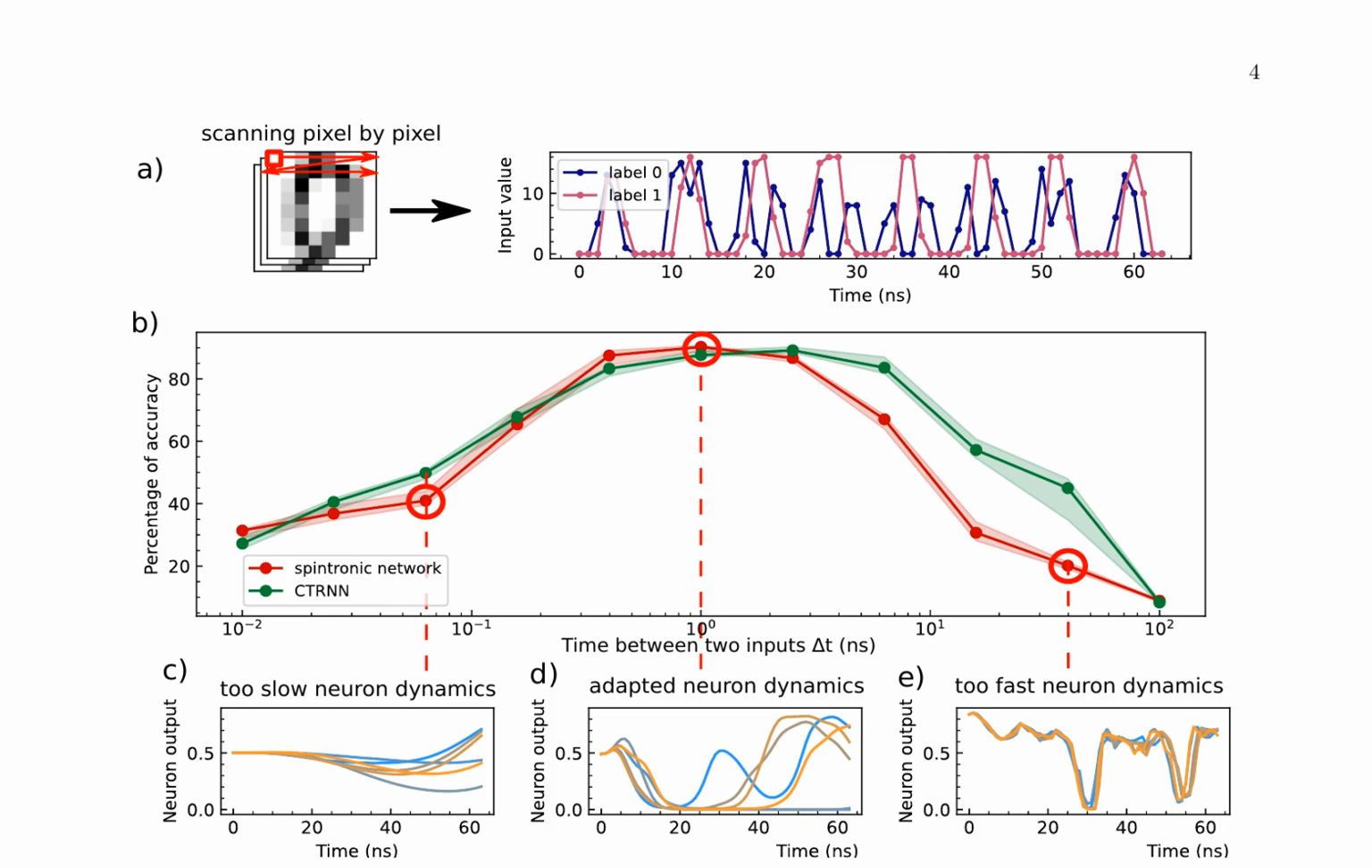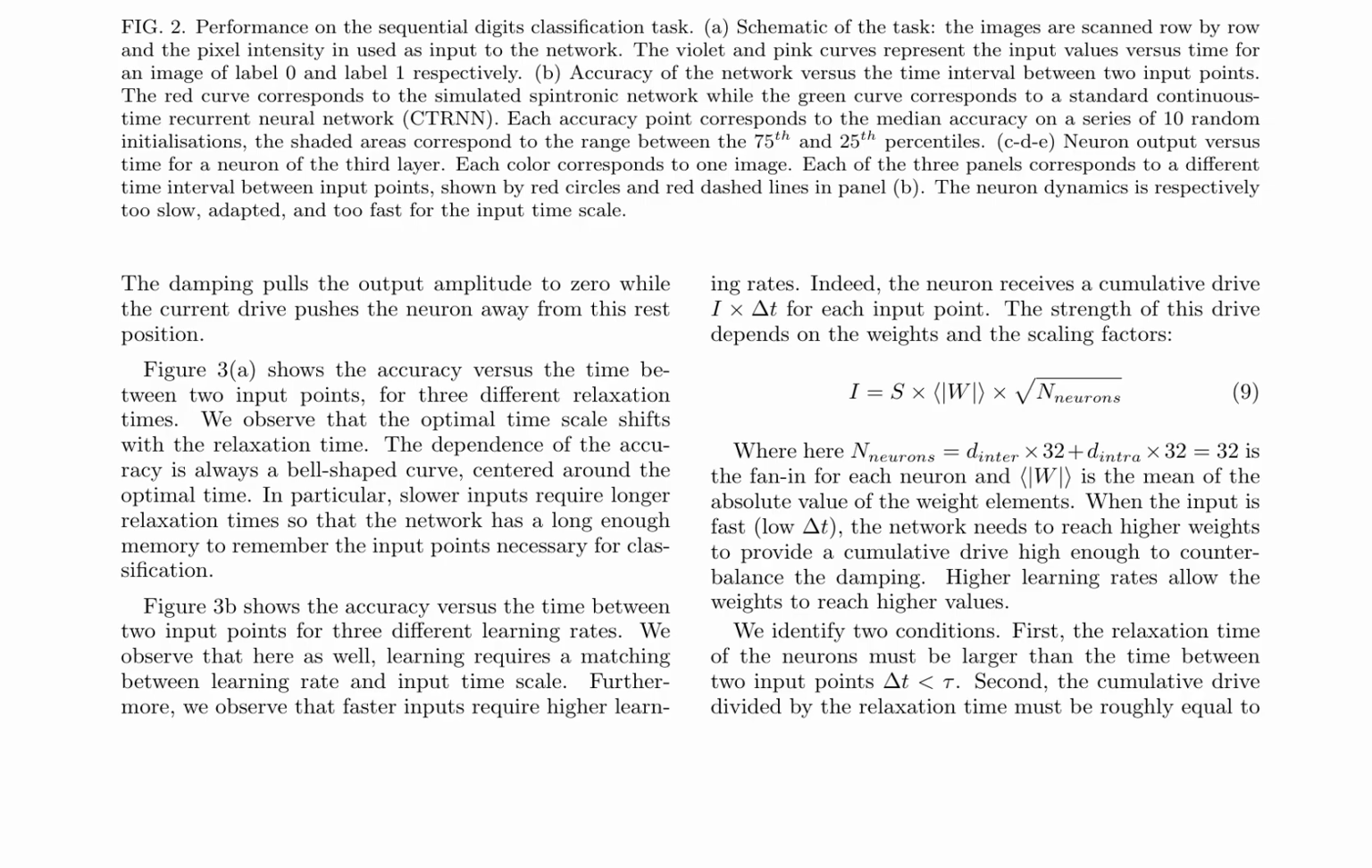Guidelines are derived to find these device parameters, including the neuron relaxation time, which must be larger than the input timescale, and the cumulative drive, which must be around 1. The network's adaptation to different timescales is studied by training it on series with varying input timescales. The accuracy depends on the time interval between input points, with a maximum accuracy maintained over a wide window of timescales. The network's performance degrades significantly when the timescale is well below or above the optimized point.